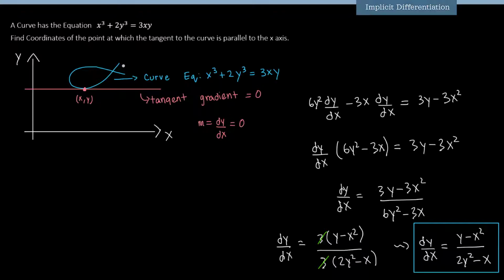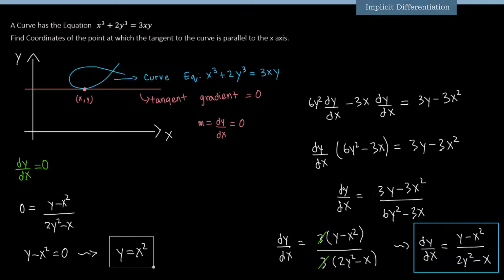Now I have found the gradient function for this whole curve, and for this point the gradient of the tangent is 0. So I am going to equate dy/dx equals 0, and that would give me 0 equals (y minus x squared) divided by (2y squared minus x). Multiplying both sides of the equation by 2y squared minus x would give me y minus x squared equals 0. Now adding x squared to both sides would give me y is equal to x squared.